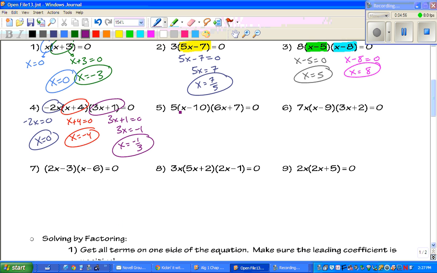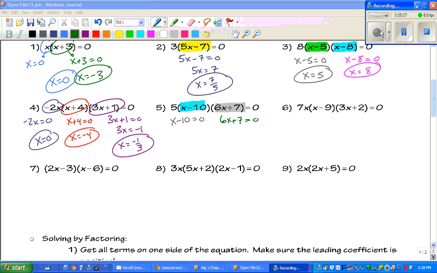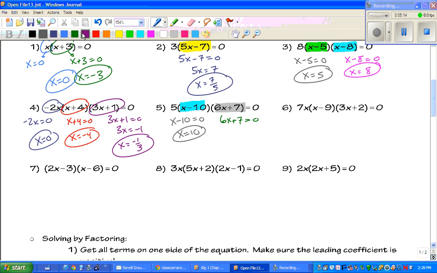Now number 5, why don't you pause the video and see if you can figure out what to set everything up as. Okay, and now when you go through and solve it, we get x equals 10. Subtract the 7 and divide by 6. Alright, number 6, you're all on your own. Go ahead and pause the video and see how you do.